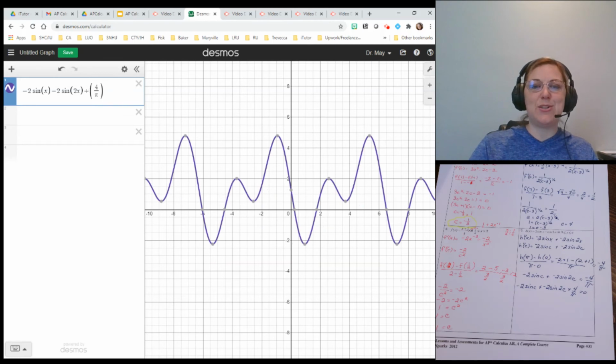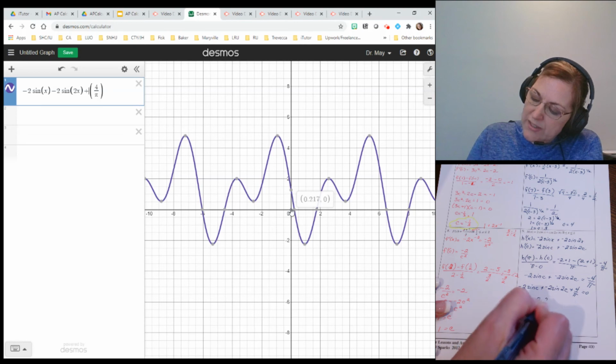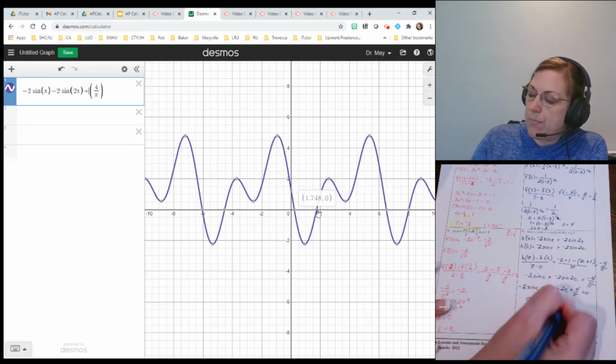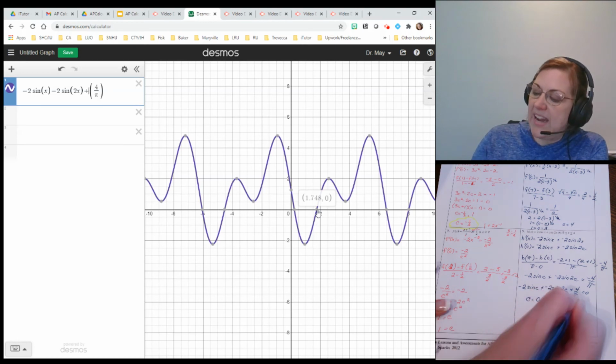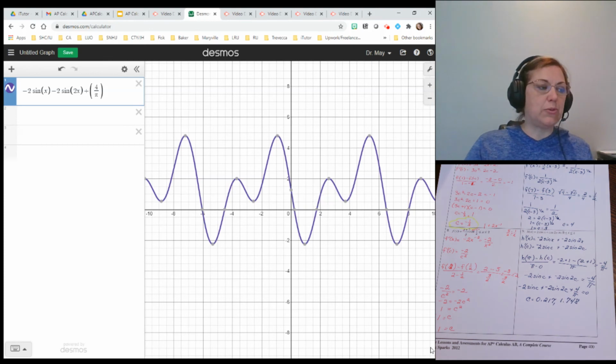So friends, I have two values here. Let's see, c is 0.217. And then I've got another value that's on this interval here, which is 1.748. Now, there are other values where this equals 0, but not on this interval from 0 to pi. And that's why I'm not including the others there.